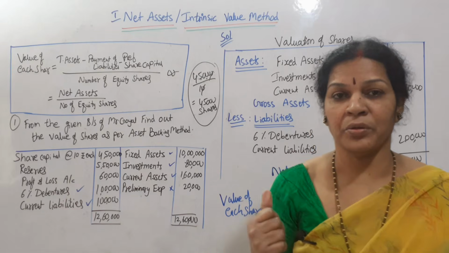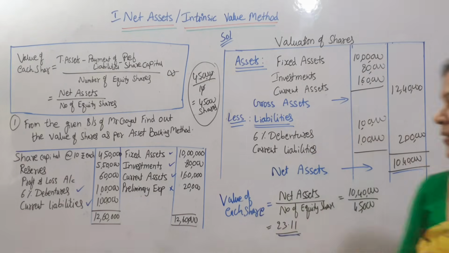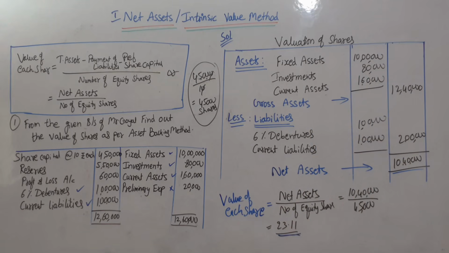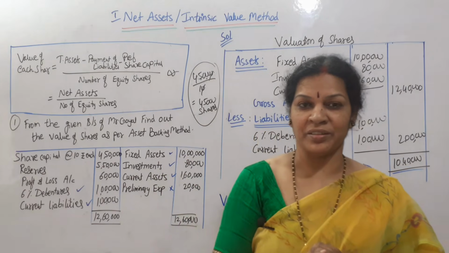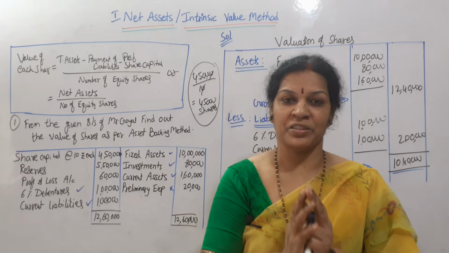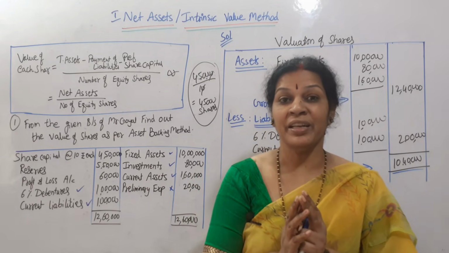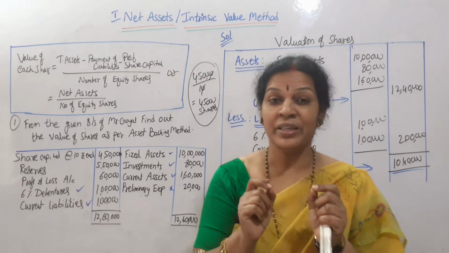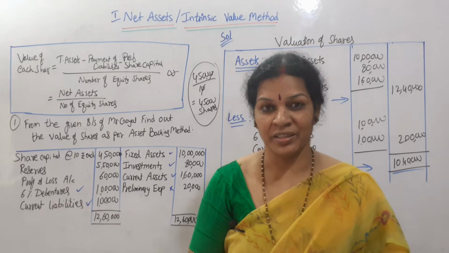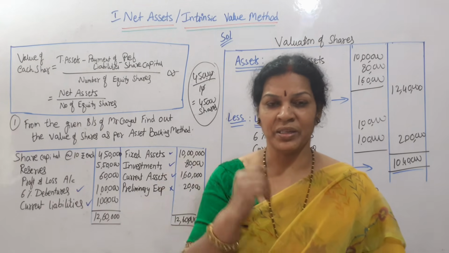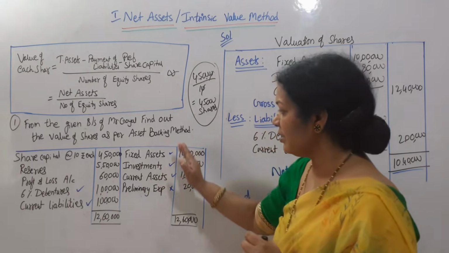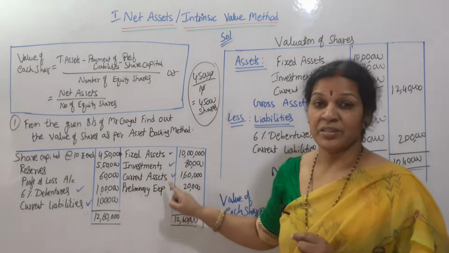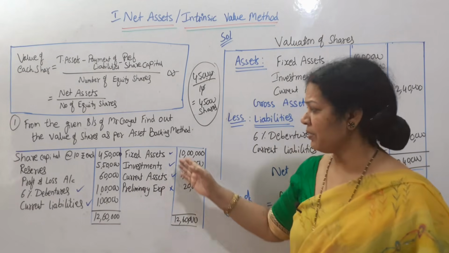First take a screenshot or note down, then after that I will give you a recap. As per this net asset value method, intrinsic value method, what is needed is a formula you must remember. What is the formula? Net assets divided by number of equity shares, so that you will come to know each share value. How do you get net assets? All the assets minus liabilities. But you must be very careful. What are the assets? As we have seen, only preliminary expense doesn't come under the assets. The rest of everything is assets only.